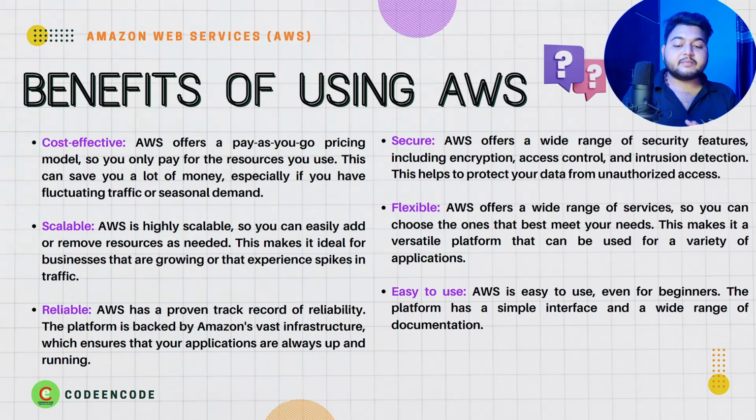AWS has a proven track record of reliability. The platform is backed by Amazon's vast infrastructure, data centers they have in different parts of the world, which ensure that your applications are always up and running. Then it is quite secure. They have encryption services, IAM, identity access management policies, then access control, intrusion detection, and all these things are there in AWS.